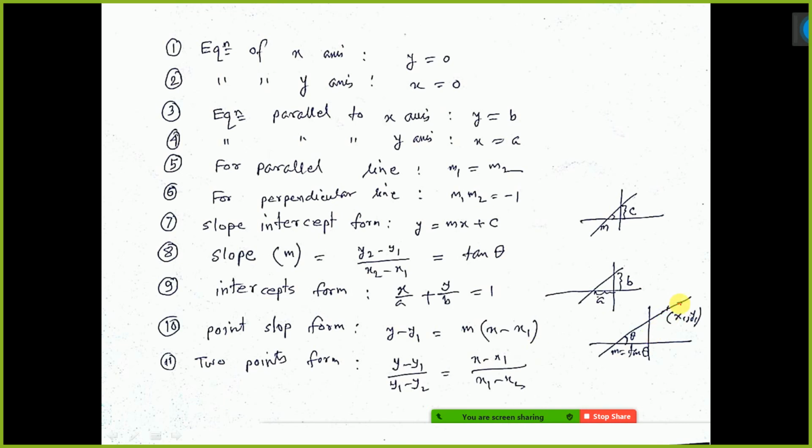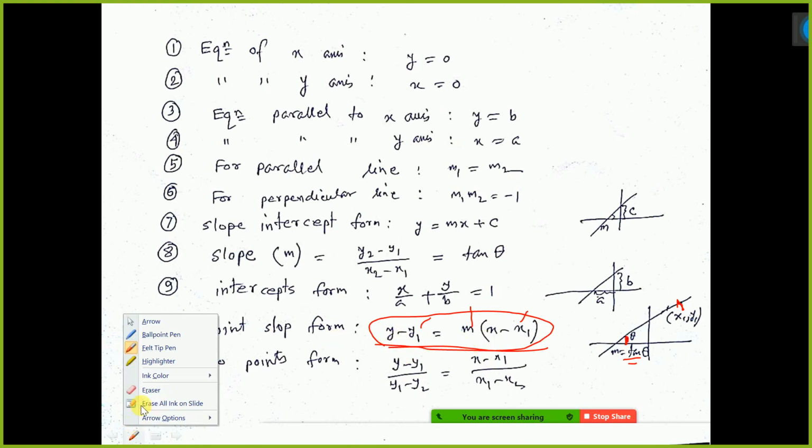Next I will tell you the point slope form. One point is given, x1, y1, and the slope, that is this theta, is given. So easily we will get m equal to tan theta by the formula. Then the formula will be y minus y1 is equal to m into x minus x1. Here the point x1, y1 is given, so we can put it here, and the slope is also given, we can put it here. After putting, if we calculate, then we will get the point slope form, I mean the equation of the straight line.